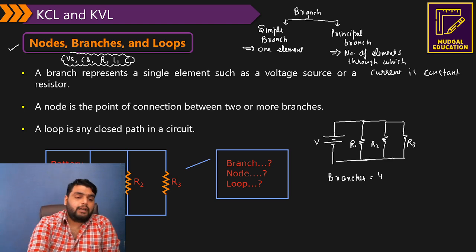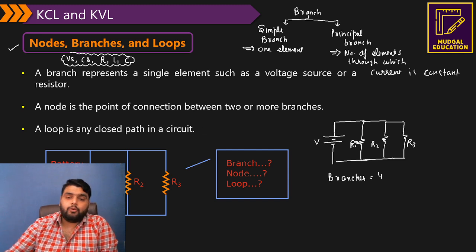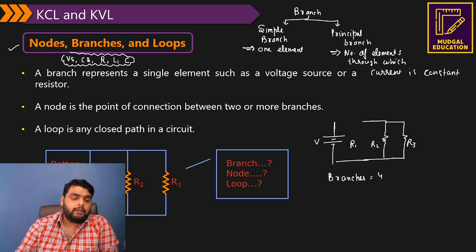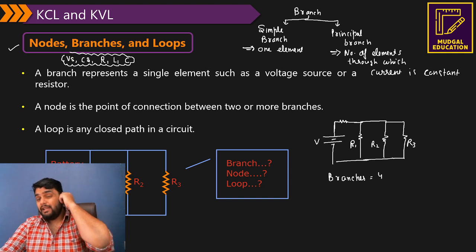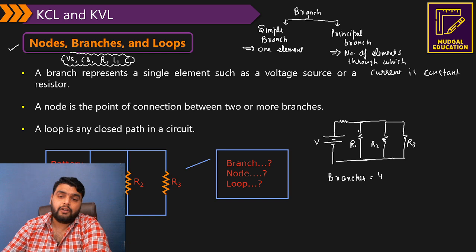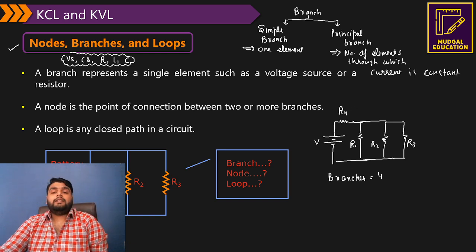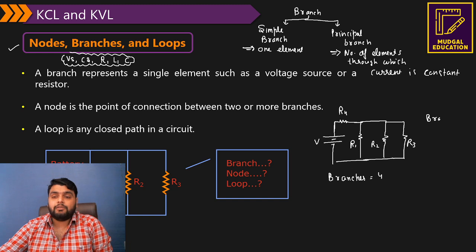Now what I will do, I'm going to add one more element here. Let me draw the second circuit. Let's suppose I'm going to draw this particular circuit. Earlier it was 4 branches. Now for this particular network, you can say sir, it has 5 branches. That is absolutely correct.